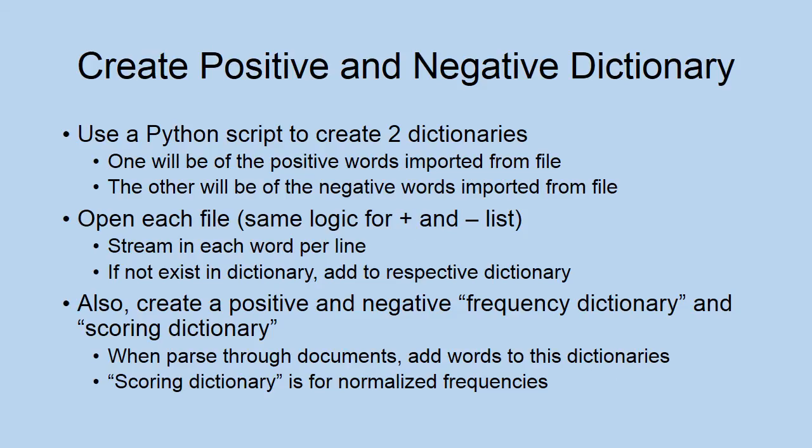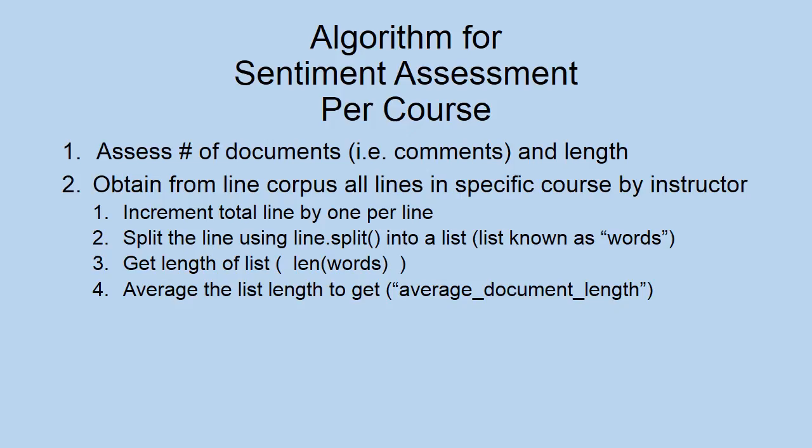So in terms of the algorithm for creating the rankings and the sentiments, we create a positive and a negative dictionary based around the list that we gathered from the parsing that was done by Meta. And of course, logically, we just stream it in one word at a time and add it to the dictionary. And this will just be our check if the word exists.